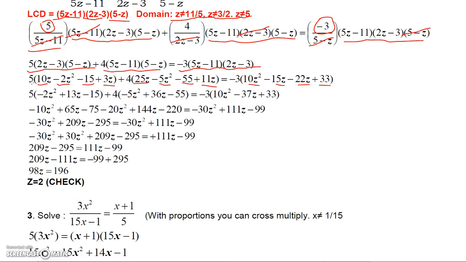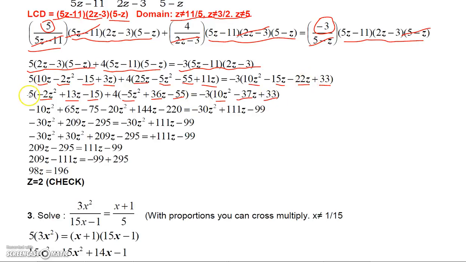Let's simplify by combining like terms here first. Here I have minus 2z squared, but I can take 10z plus 3z and get 13z, and then the minus 15 is by itself. Same thing in this expression. I have minus 5z squared, and I have 25z plus 11z, which is 36z, and then the minus 55 is by itself. And then over here, I have 10z squared, then I have minus 15z minus 22z, which is minus 37z, and then the plus 33.